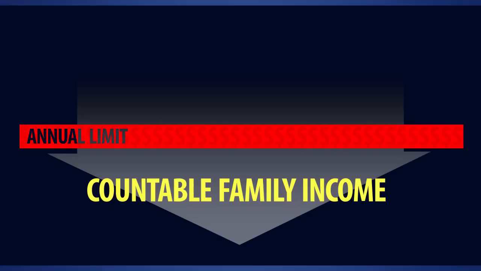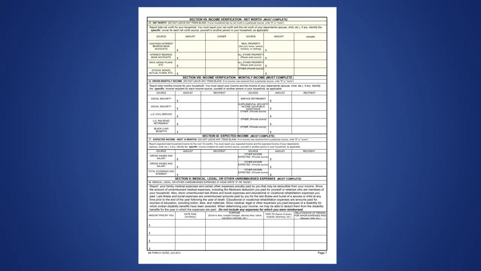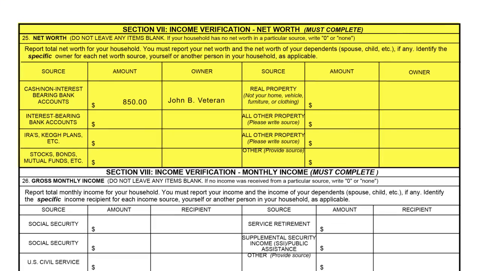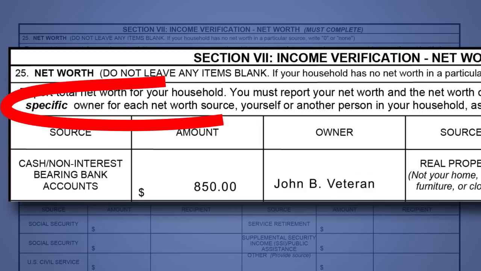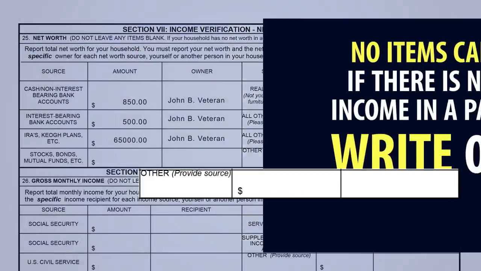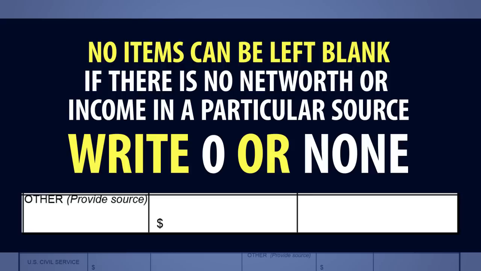Page 7 of the application includes 2 sections on income verification. To be eligible for a VA pension, your accountable family income must fall below the annual limit set by Congress. In Section 7, you must fill out information about your net worth and the net worth of your dependents, if any. Be sure to identify the specific owner for each net worth source. No items can be left blank. If the household has no net worth in a particular source, write 0 or none.